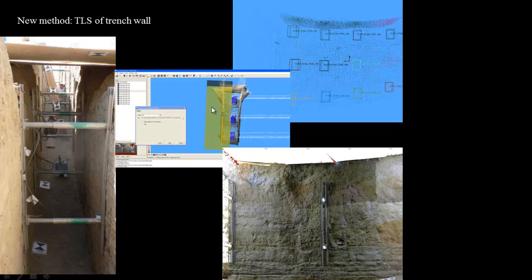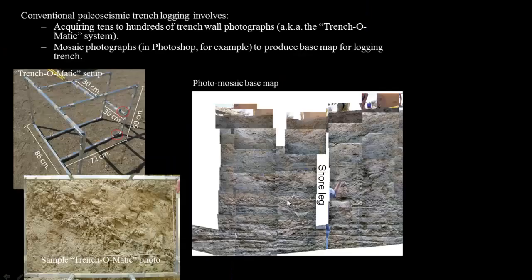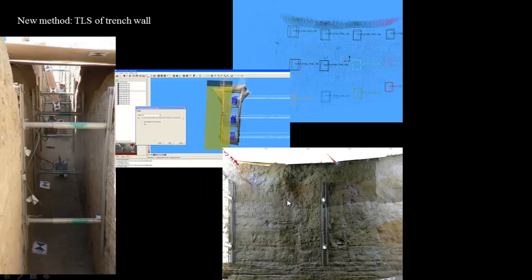Then you can select a bunch of the data, which is what this yellow box is showing, and project it all to make an ortho photo of the wall. And here's the same place as this mosaic, but from the TLS with the photography. So it's pretty good. It's geometrically cleaner.